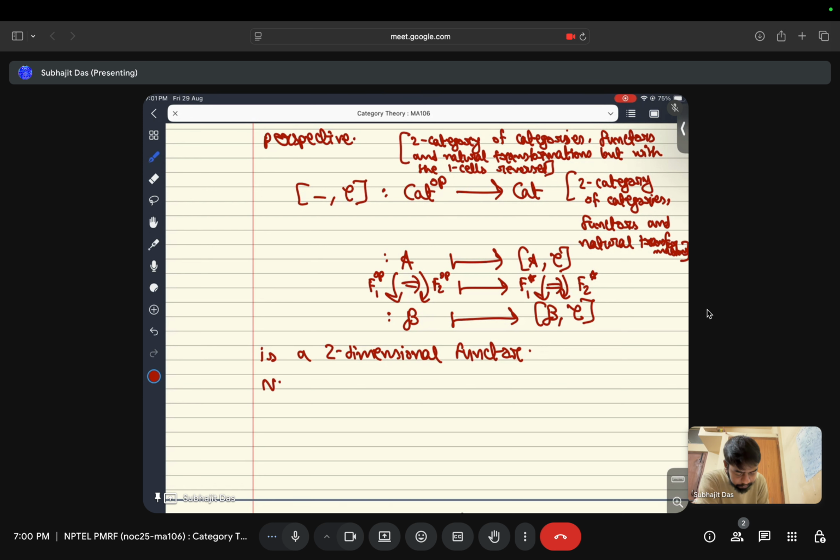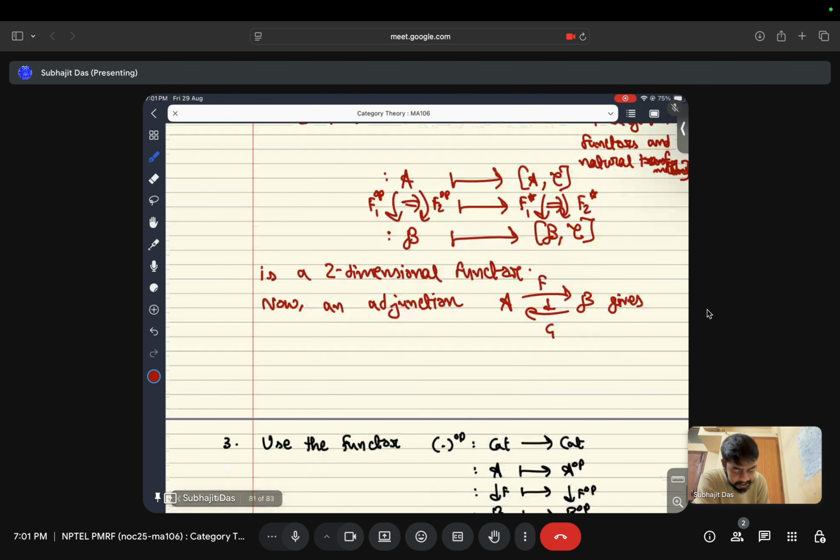Now, an adjunction, so take A, take B, take F, take G, gives you an adjunction. We have seen this previously. Gives an adjunction.